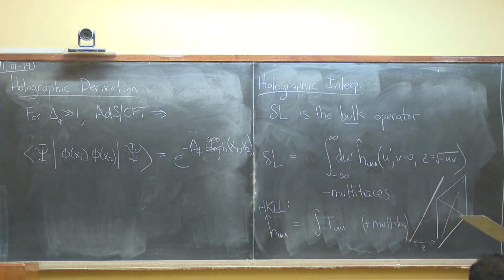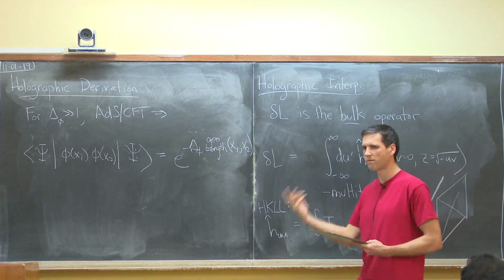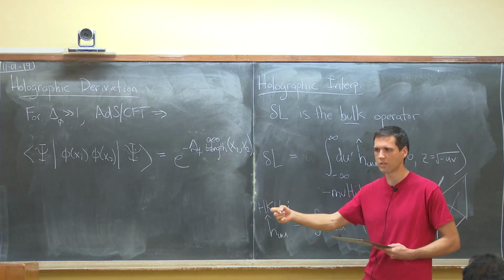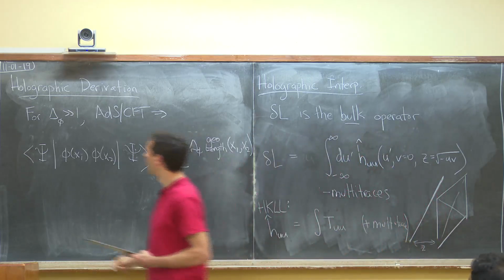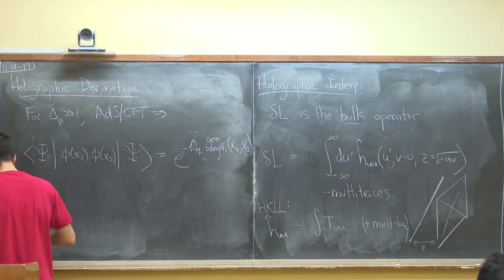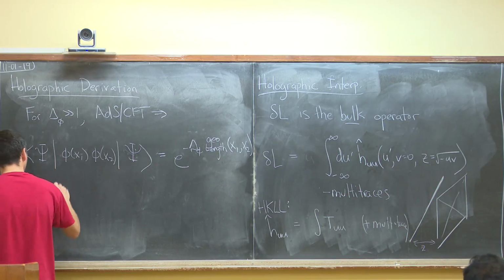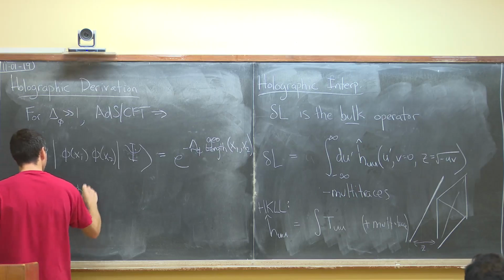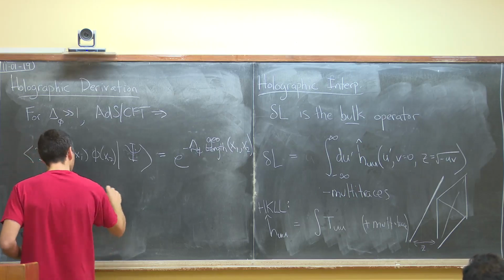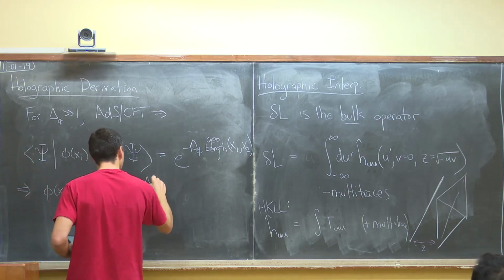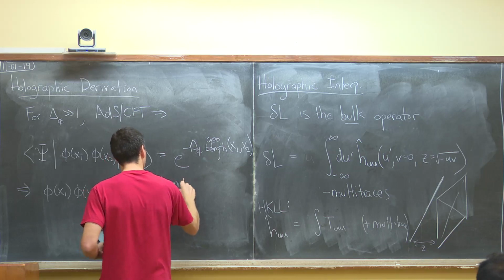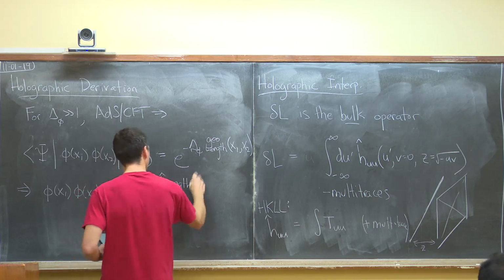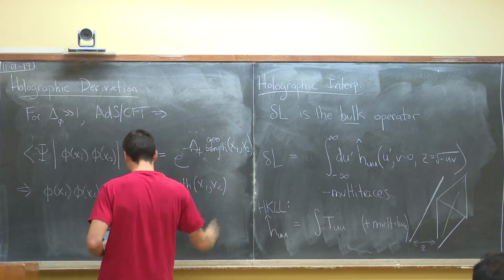So the WKB approximation for a heavy particle, like a heavy massive particle, just travels on a geodesic, tells us we should be able to calculate correlation functions this way. And since this is true in any state, we can really interpret this as an operator statement. Phi of x1, phi of x2 is e to the minus delta phi times the length operator from x1 to x2.